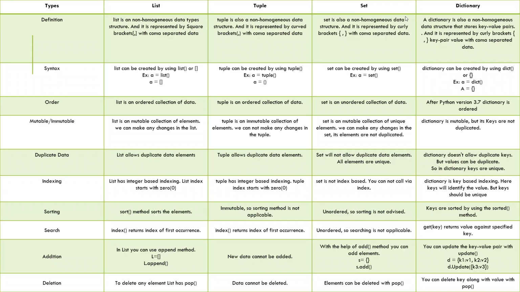List is represented with square brackets separated by commas, tuple with curved brackets separated by commas, set with curly braces separated by commas, and dictionary with key-value pairs separated by commas. These are the syntaxes. A list can be created by using the list function or square brackets. A tuple can be created by using the tuple function or curved brackets. A set can be created by using the set function. A dictionary can be created by using the dict function or curly braces.